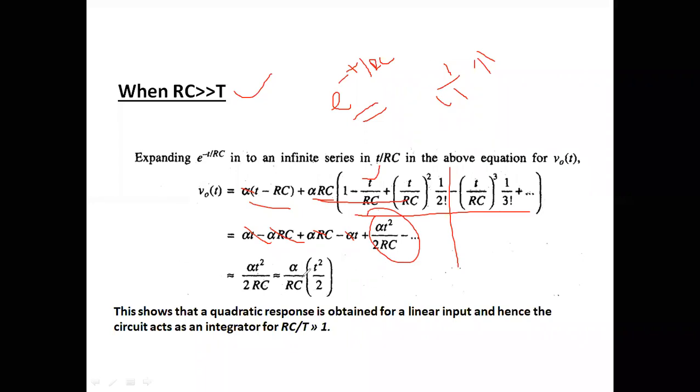The last term will remain: alpha T square by 2 RC. This is our output voltage when the time constant is very large.